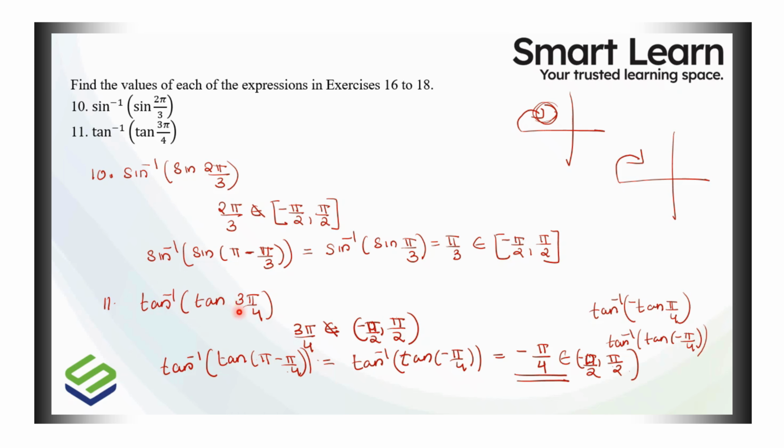Now tan inverse of tan 3 pi by 4. 3 pi by 4 means 3 into 45, that is 135. So that is not in our principal value branch. So you will do some modification, that is tan inverse of tan of pi minus pi by 4, that is tan inverse of minus tan pi by 4. You can take that minus inside because tan of minus x is minus tan x. So tan inverse of tan of minus pi by 4 is minus pi by 4. Okay, that is in our principal value branch.